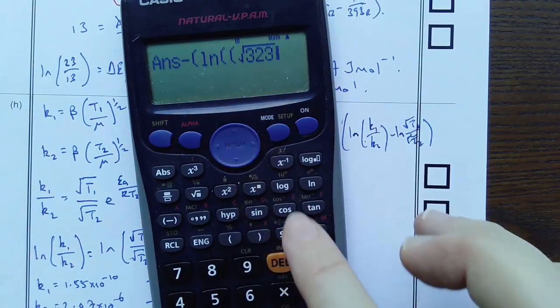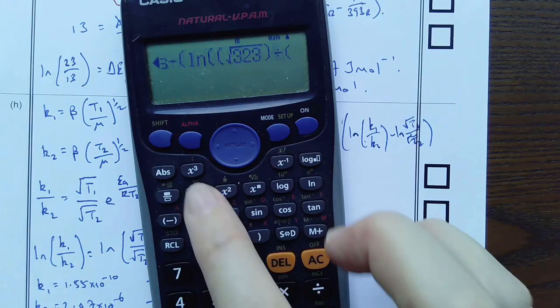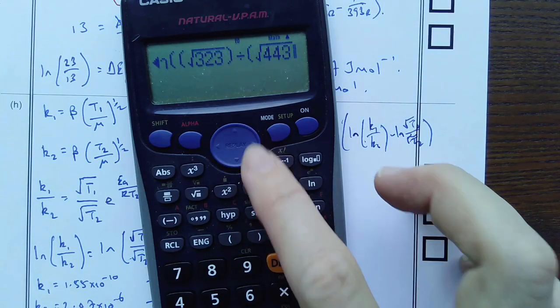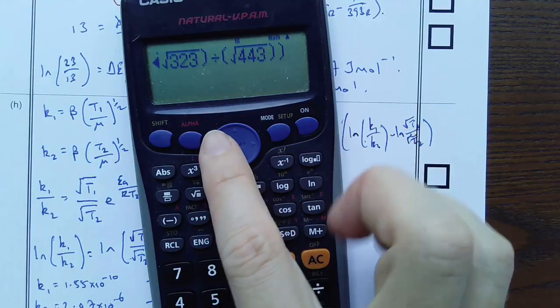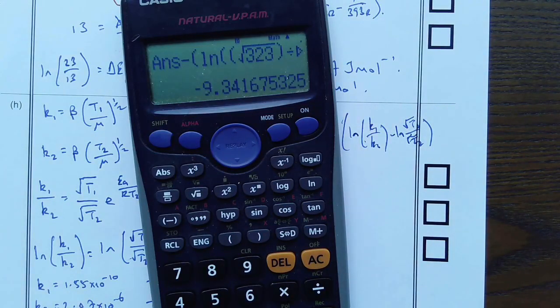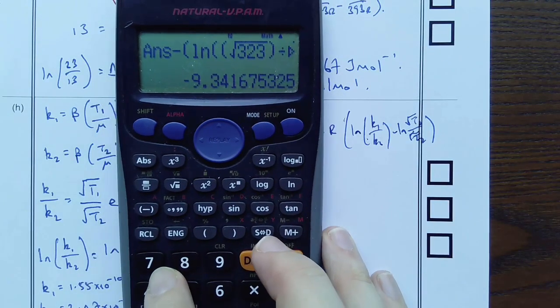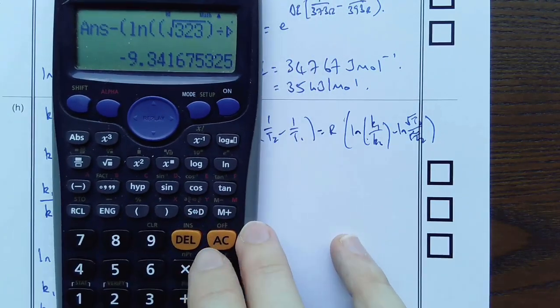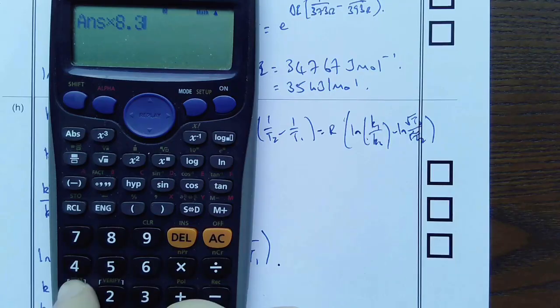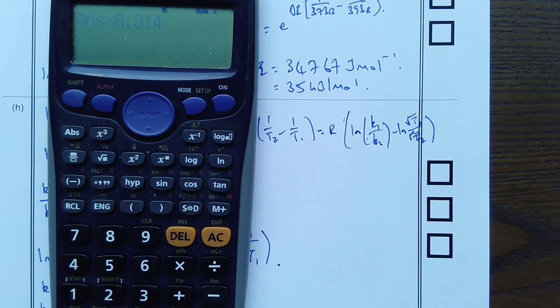323 divided by root 443. Jeez. Please be right. Did I get that right? Yeah, minus. Gives me that. Is that right? Times by 8.314. I'll know it's right because when the answer comes out at the end, it should be something sensible, right?